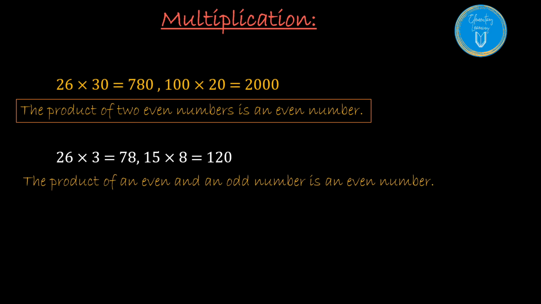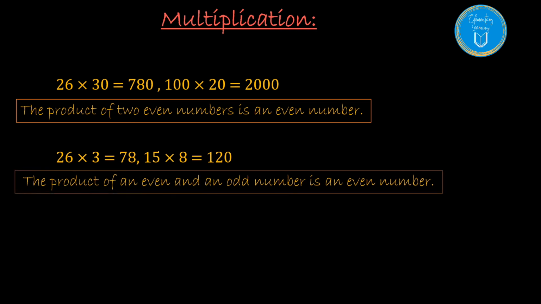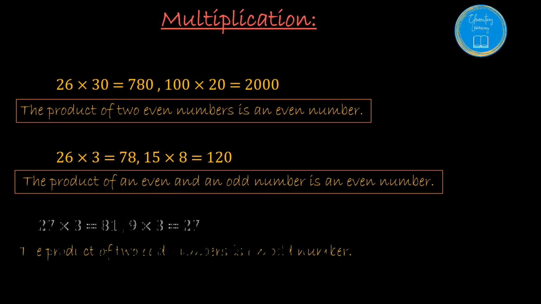For the second case, if we take the product of an odd and an even number, which are 26 and 3 and 15 and 8, their product will be 78 and 120 respectively. This shows that the product of an even and an odd number is an even number. For the third case, we will multiply two odd numbers, which are 27 and 3 and 9 and 3. Their product will be 81 and 27 respectively, which shows that the product of two odd numbers is an odd number.